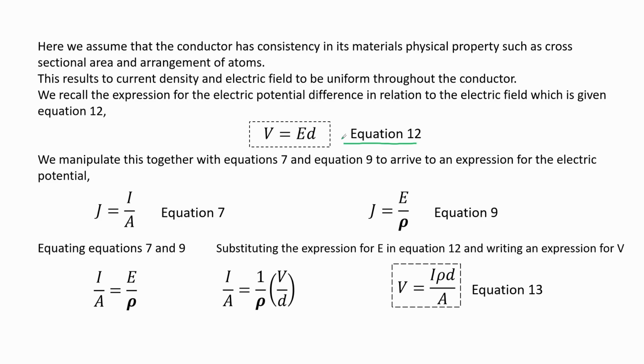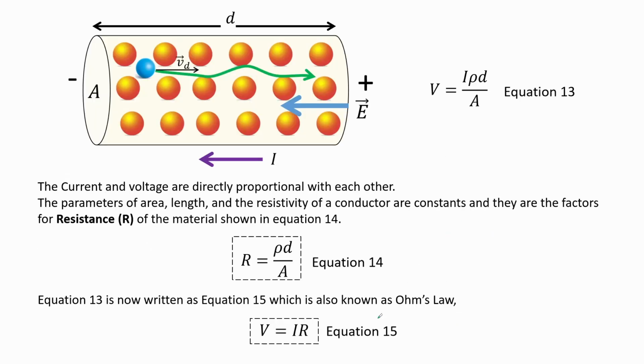We equate equations 7 and 9 and then substitute the expression in equation 12, and we arrive at a function for the electric potential shown in equation 13. The equation shows the relationship between the current and voltage, and they are directly proportional to each other.